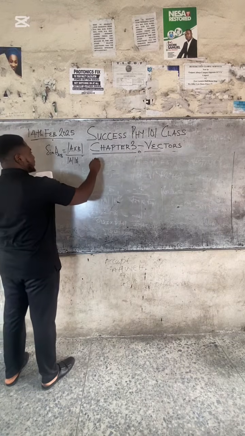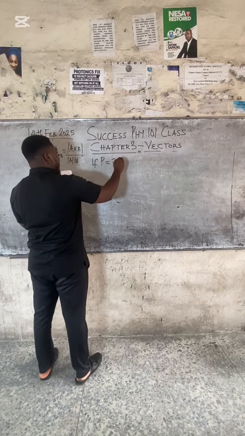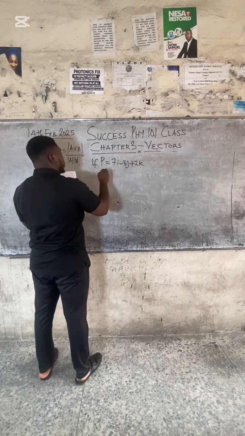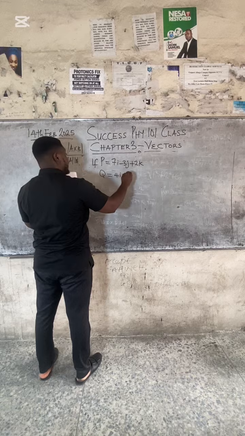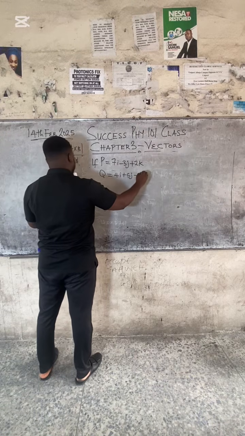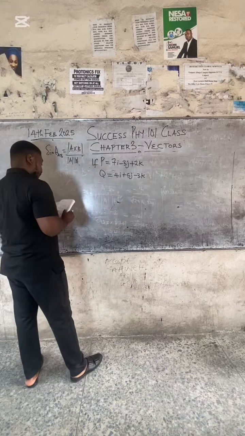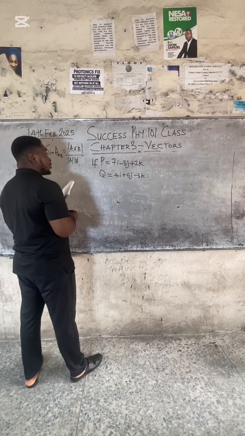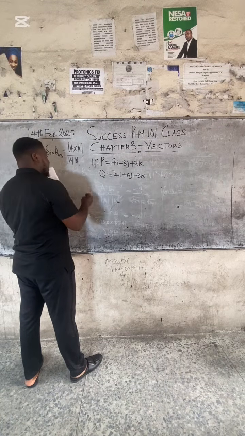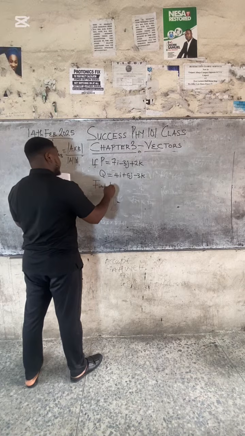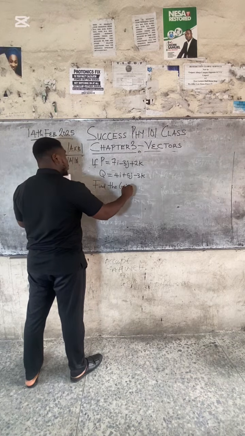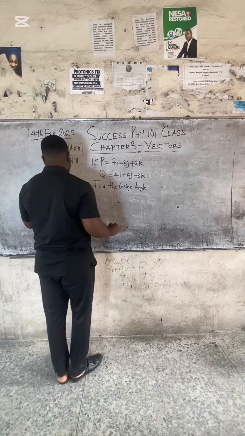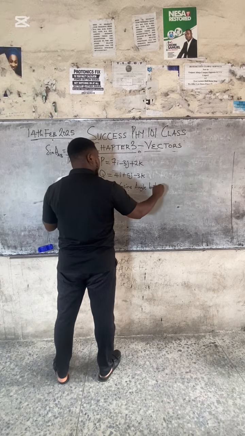If P equals 7I minus 3J plus 2K and Q equals 4I plus 5J minus 3K, find the cosine angle between P and Q.